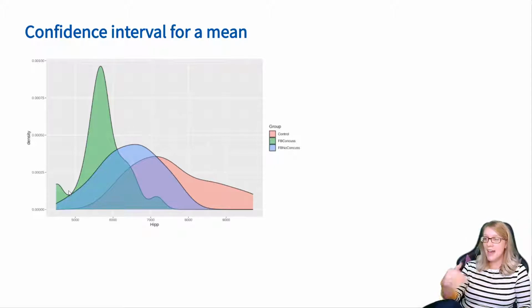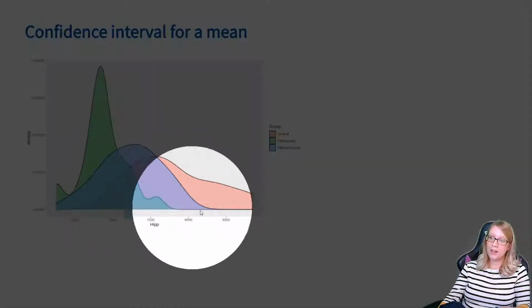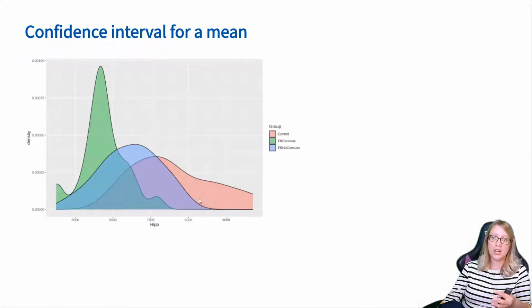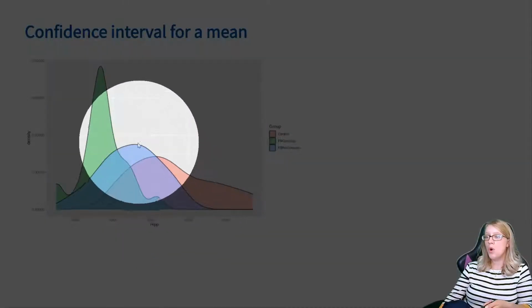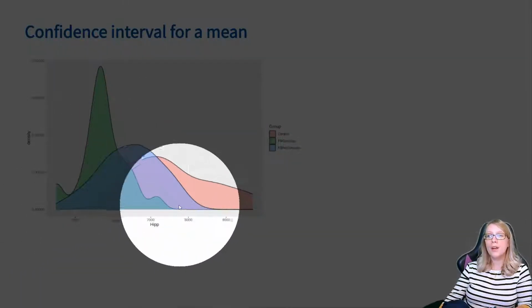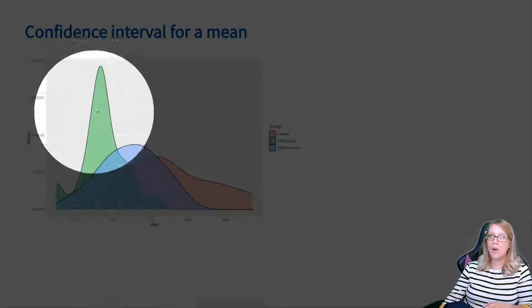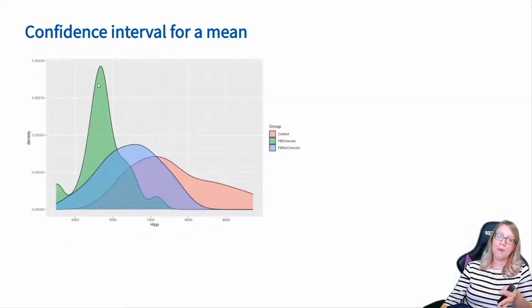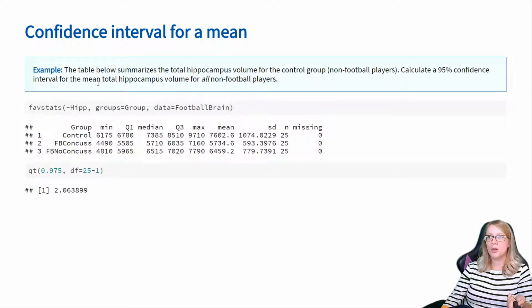We can see that the red group on the very right, this is the control group, so no football, no concussion. They tended to have the highest hippocampus volume. The football players with no concussions had slightly lower hippocampus volume. However, those with concussions in green had by far the lowest hippocampus volume. So we'd like to compare these 3 groups.